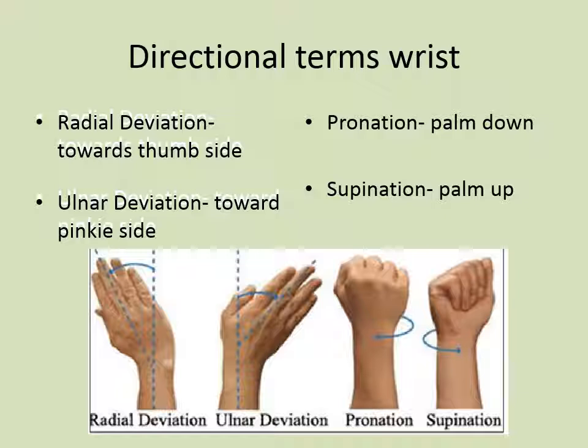Pronation would be turning the wrist so that the palm is down, or turning the forearm so that the palm is down. Supination is rotating so that the palm is up. I remember this most easily by remembering that if I'm supinated, I can hold a bowl of soup in my hand because my palm is up.